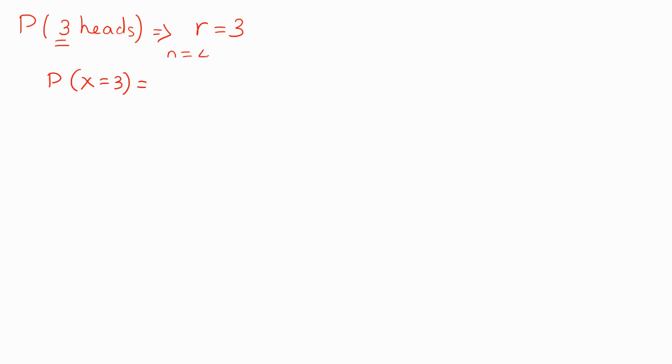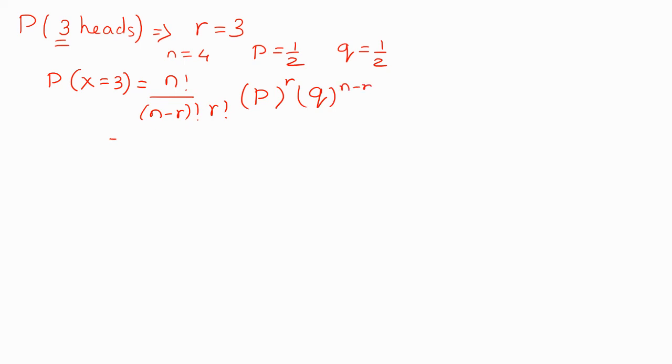Your n will remain the same, that is 4. Your probability of success will not change, that is half. Your probability of failure will not change, that is half. Only your formula will change: n factorial upon n minus r factorial, p raised to r, q raised to n minus r. So only the value of r will change. That is 4 factorial upon 4 minus 3 factorial. R is 3, so it is 1 factorial into 3 factorial, and this will come back to the same answer.